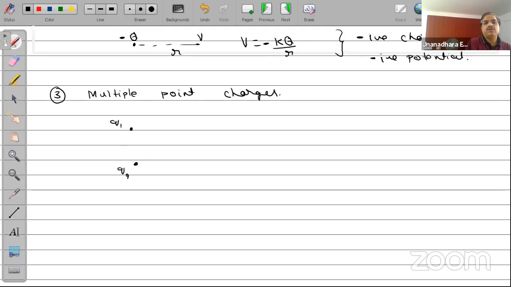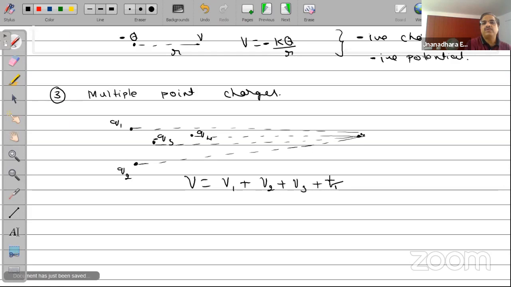Q1, Q2, Q3, and Q4 like this. So at a particular point here, if you know the distance of each of them, then you can find out the potential at this point quite easily. Let's make one of them minus. Then the total potential will be simply V1 plus V2 plus V3 plus V4.